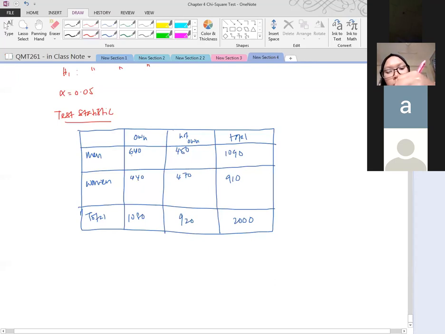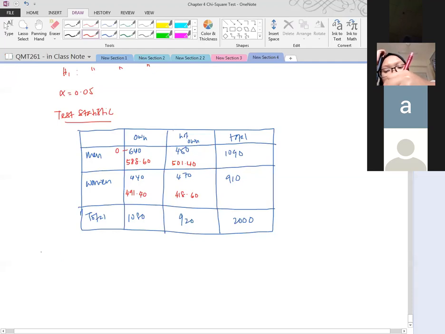So the expected frequency, this is actually observed. The expected frequency is 1090 multiplied with 1080 divided by 2000. So this one should be equal to 588.60. This is 501.40. This is 491.40. This is 418.60. So this is the expected frequency.